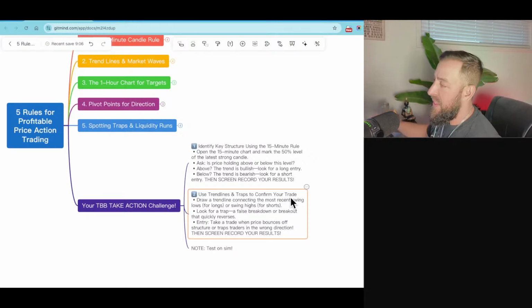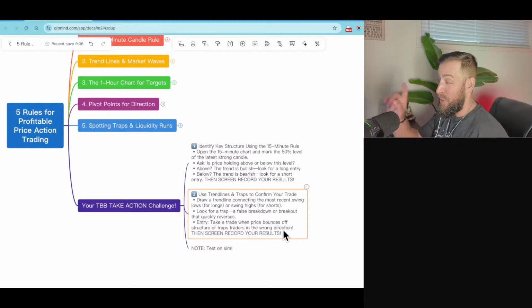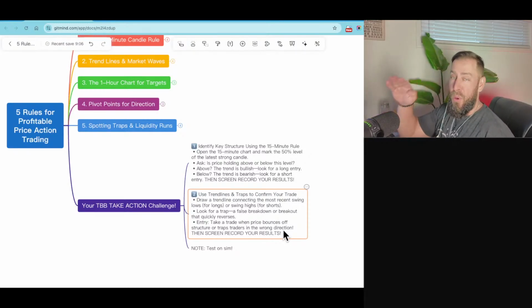Just like I showed you in this video, Patrick showed you, and I offered you some additional ways of doing that. Draw the trend line, connect the most recent swing lows for longs or swing highs for shorts. Look for that trap, which would be a fake breakout or breakdown that quickly reverses. And your entry is going to be taking a trade when the price bounces off that structure or traps traders in the wrong direction. Then screen record your results. And I showed you how to use those bull flags in order to be able to identify those, okay? So use those for Take Action Challenge number 2.